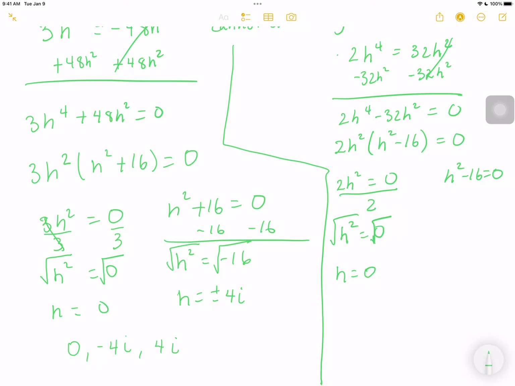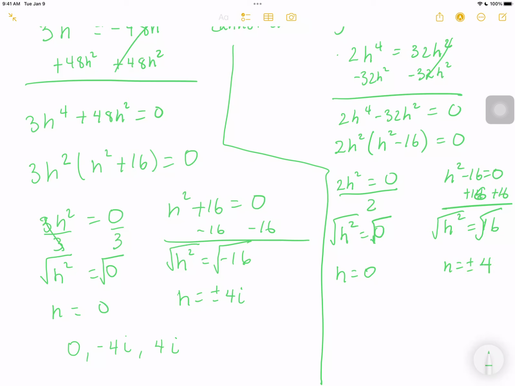And then on the other side, I'm going to add 16 to both sides. And so I have then that h squared is equal to 16. And then I take the square root. And so again, h is equal to plus or minus 4.